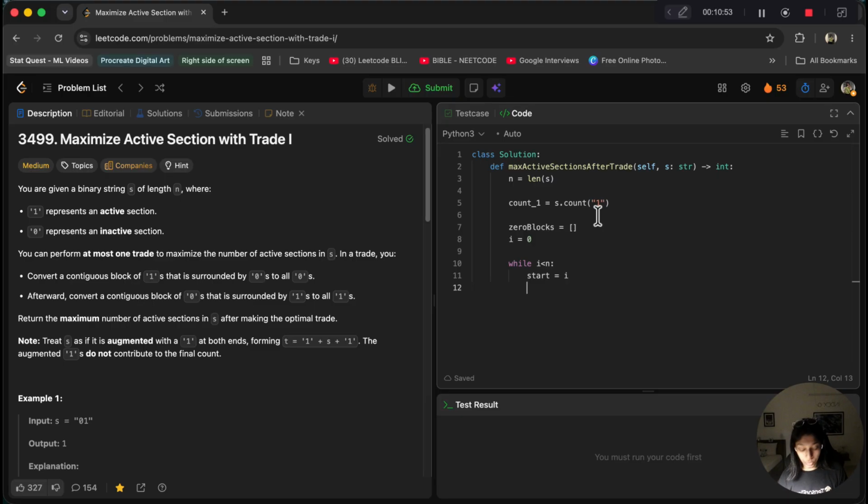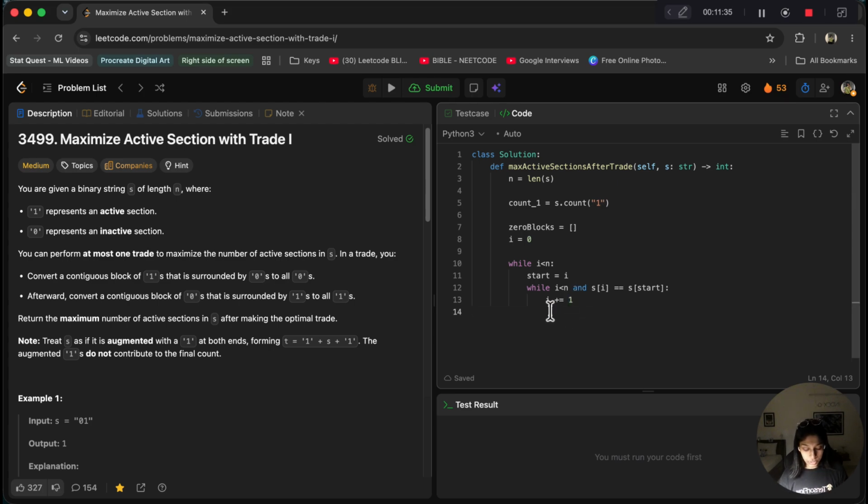Anyway, so what will I do? While i is less than n, and s of i is equal to s of start, what do I want to do? I want to do i plus equal 1. Okay. So eventually, once it comes out of this, that means s of i is not equal to s of start. So it has gone to some other element, either 0 or 1. So that means that I now have a contiguous length, right? And the off by 1 error is taken care of because I've started from 0 and I've gone to the next element.